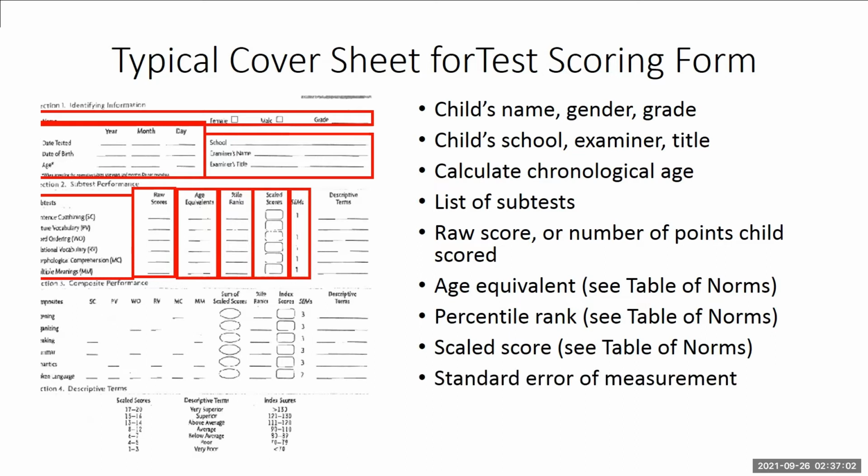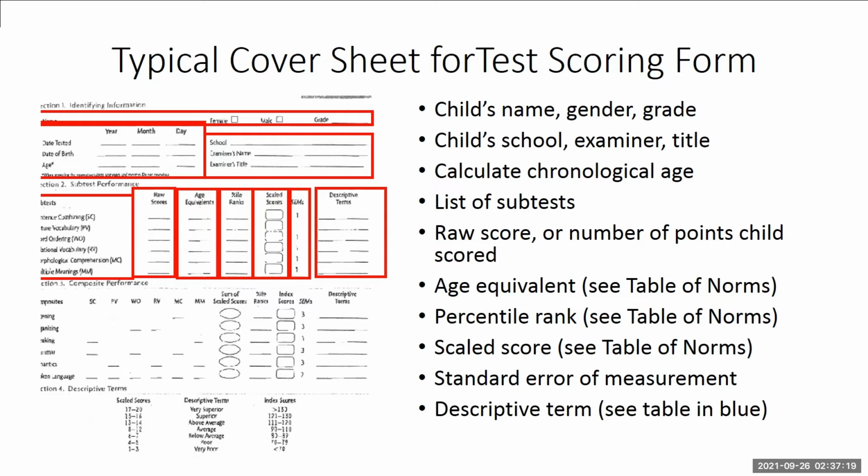The standard error of measurement tells you how accurate the score may be based on the statistical error in test administration. So a scaled score on this test may be plus or minus 1 of the score recorded from the table.